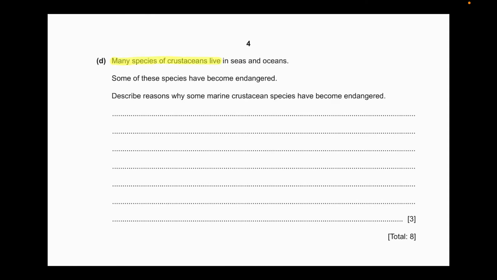Many species of crustaceans live in seas and oceans. Some of these species have become endangered. Describe reasons why some marine crustacean species have become endangered.